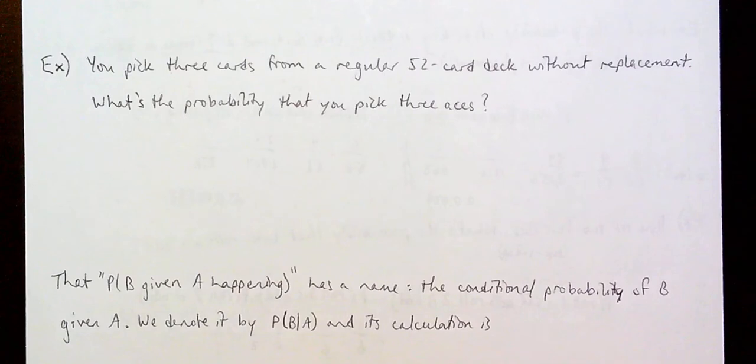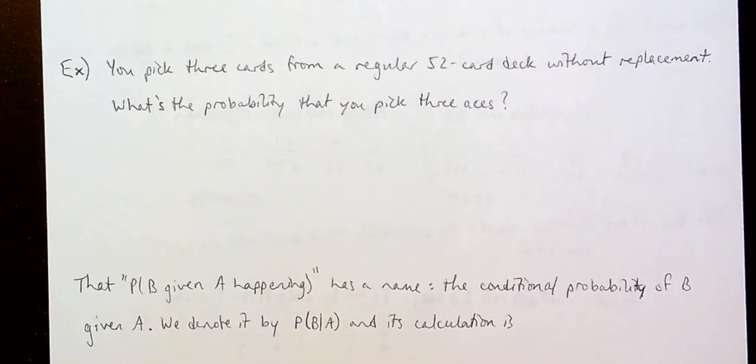This sample problem here just shows you that we can use this same kind of thing, but with three trials or 3 separate events happening. We have another regular 52 card deck. We pick 3 cards from this deck without replacement. What's the probability that you pick 3 aces?